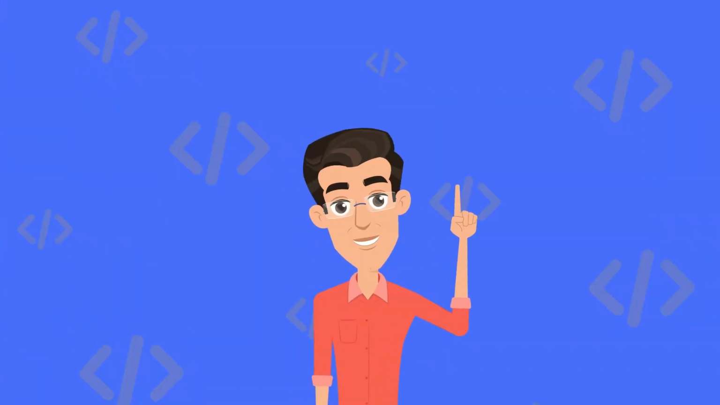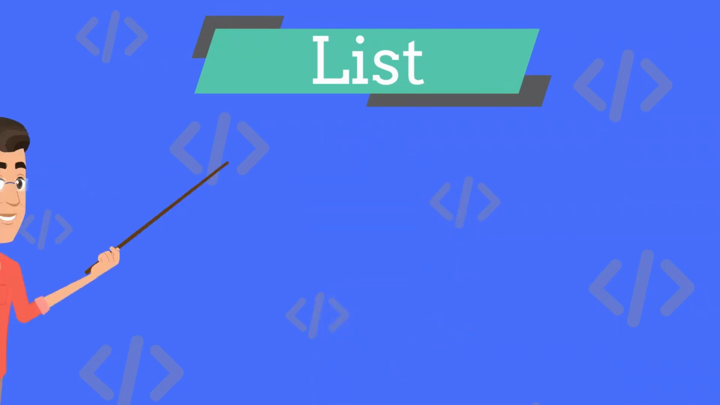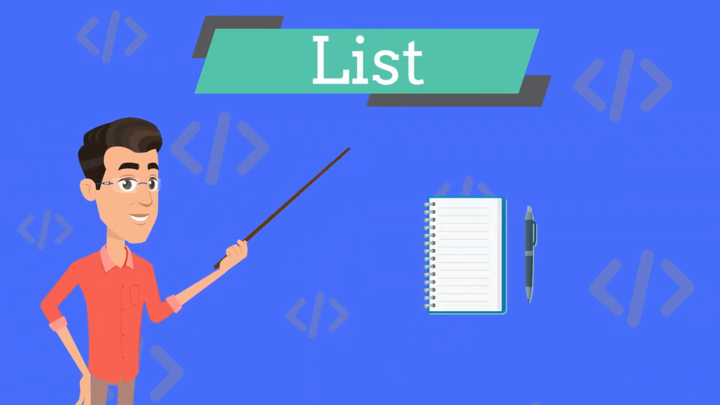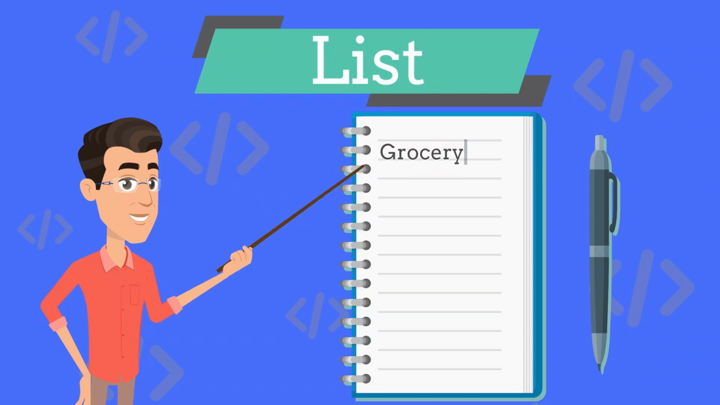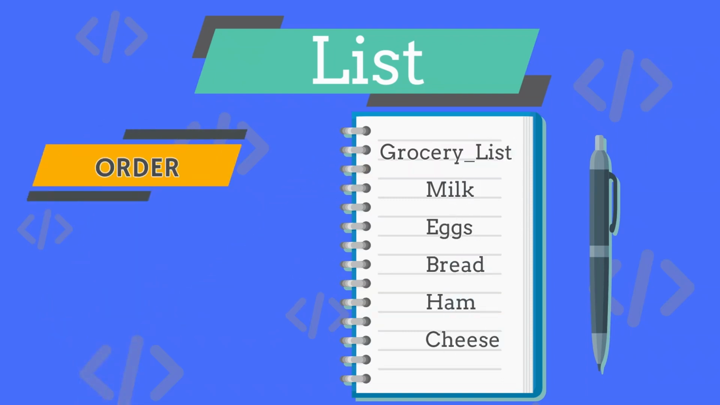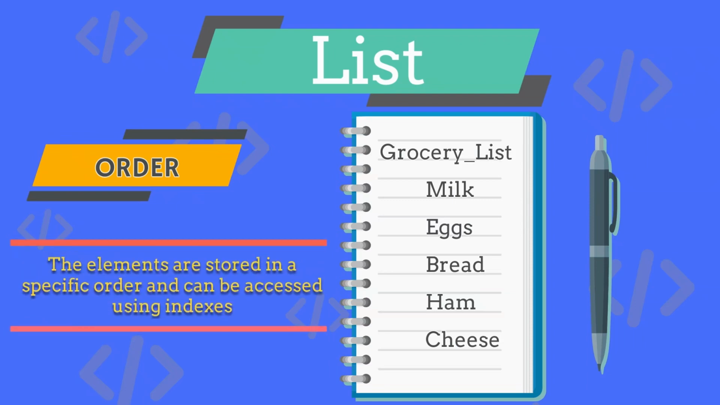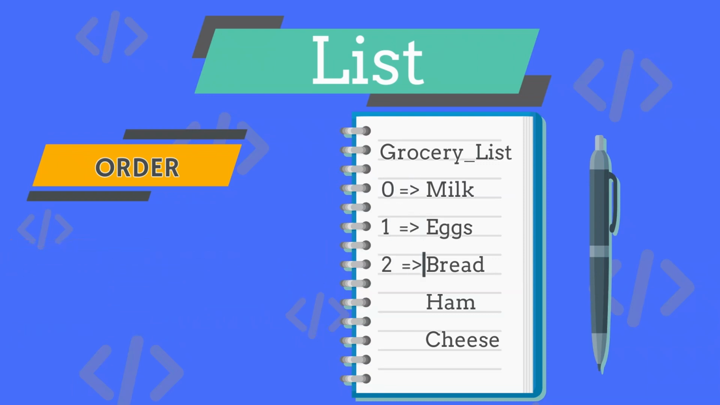The first collection we will discuss is called list. For this example, we are going to use our grocery list. List has a couple of qualities but not limited to: order. The elements are stored in a specific order and can be accessed using indexes, which are integer numeric values. The first element of a list has an index of 0, while the second element has an index of 1, and so on.